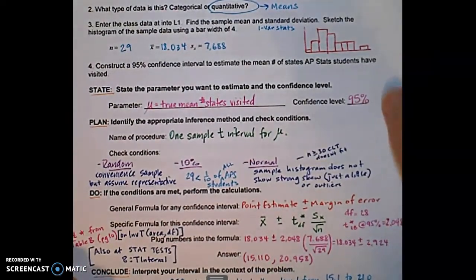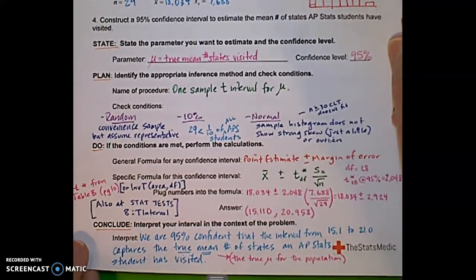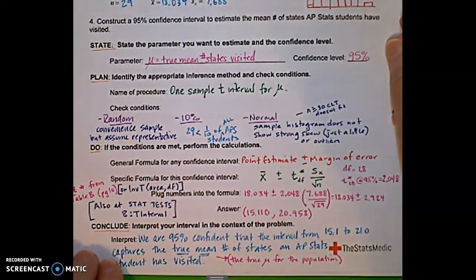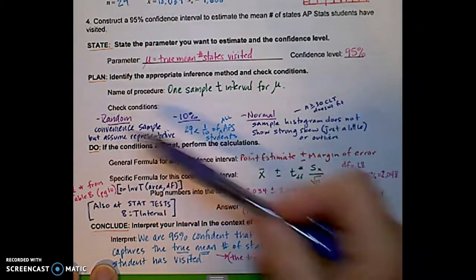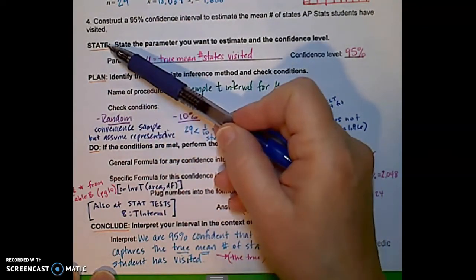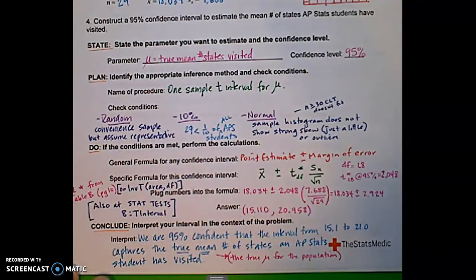This lesson is from StatsMedic, and they follow a different procedure than our textbook authors do. Our textbook authors use think, show, tell. The StatsMedic folks use state, plan, do, and conclude as their 4 steps. So it works pretty good. Either way works, as long as you include everything that's necessary.